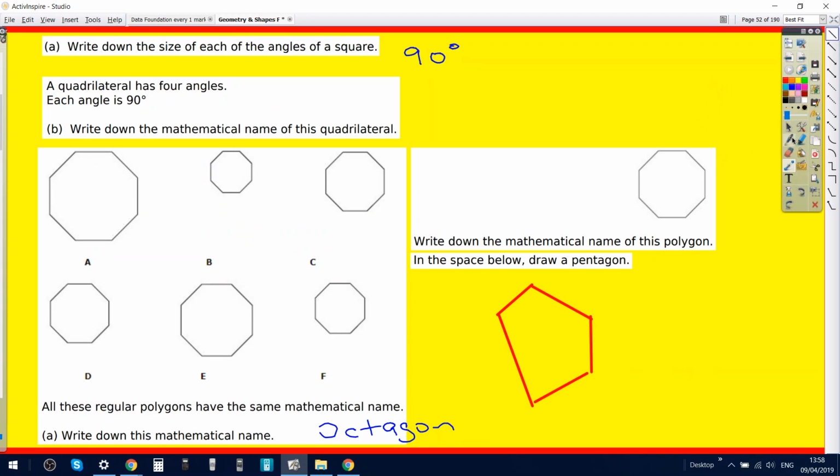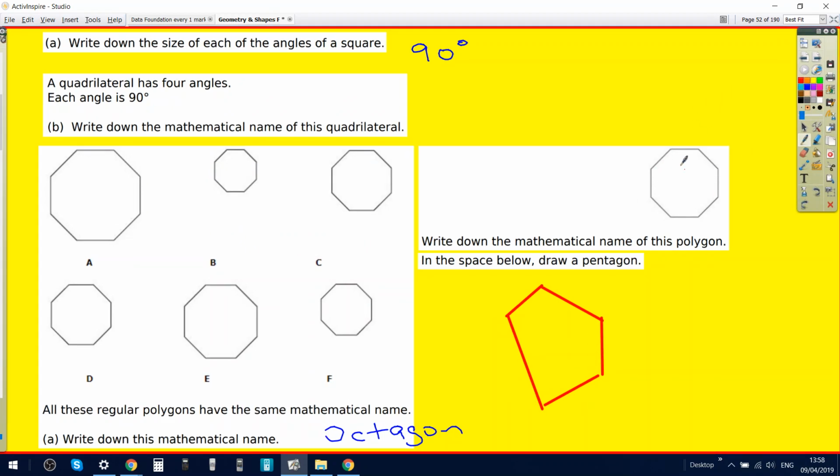Top right. Name of this shape. Okay. 1, 2. How many sides is that? 3, 6, 8 sides. A hexagon. How many sides does this have? 8 sides. So octagon.